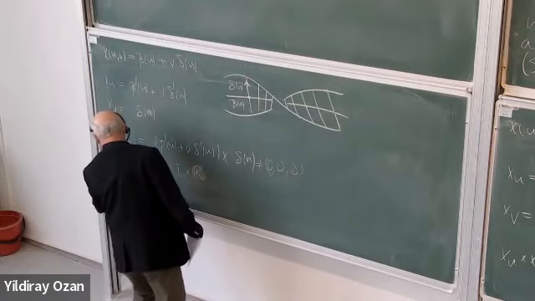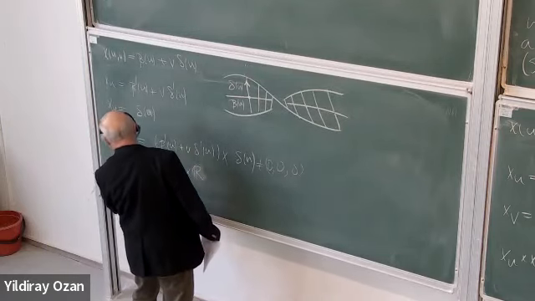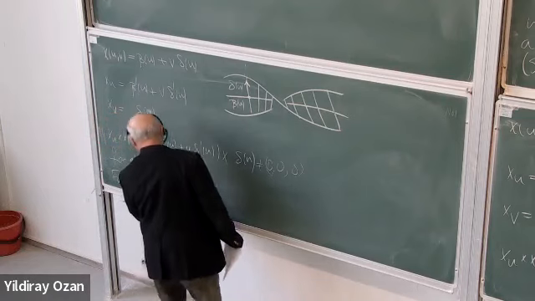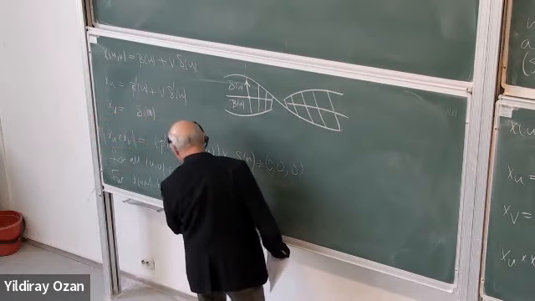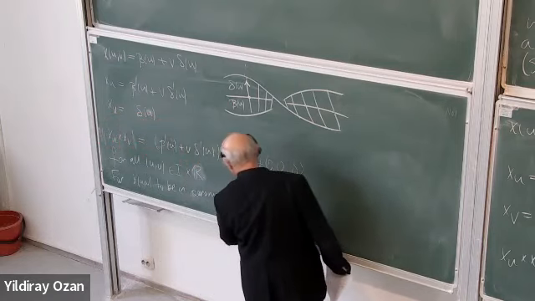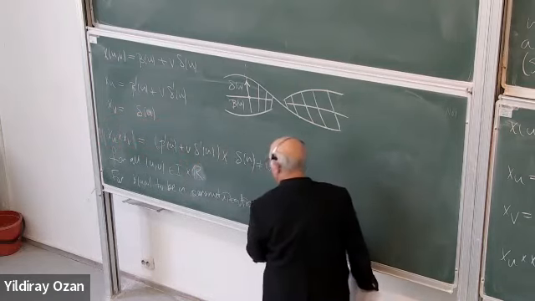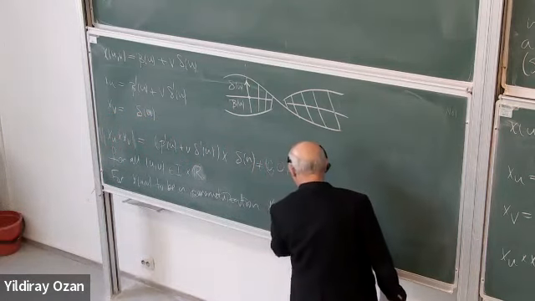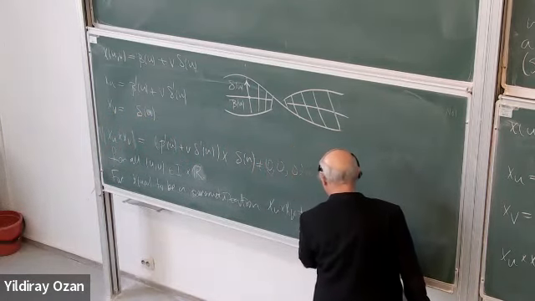So for x of (u, v) to be a parametrization, x sub u cross x sub v shouldn't be (0, 0, 0), right?